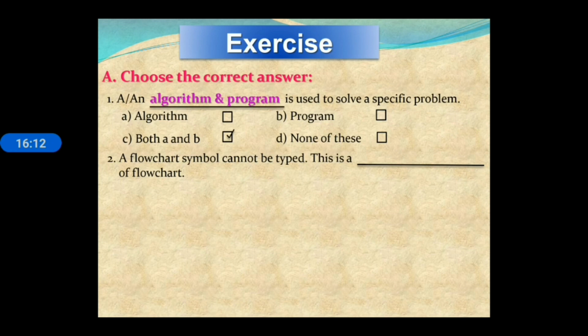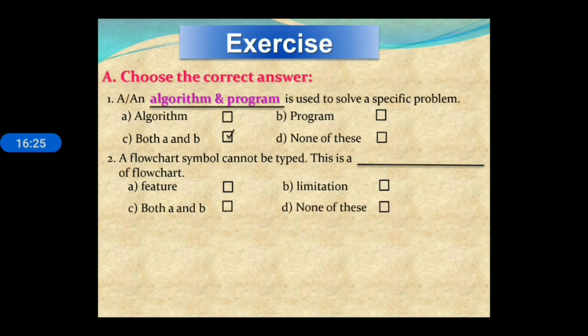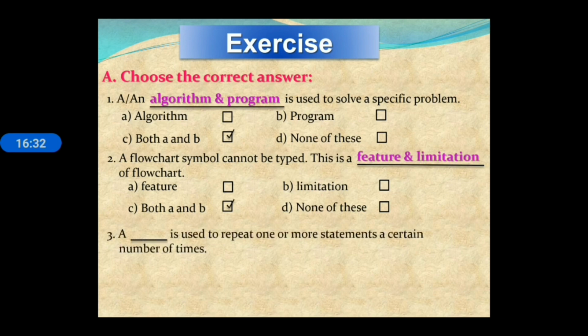Second question is, a flowchart symbol cannot be typed. This is a dash of a flowchart. Options are feature, limitation, both A and B, none of these. And the answer is both A and B, feature and limitation. Third one, a dash is used to repeat one or more statements a certain number of times. Options are loop, algorithm, flowchart, program. And the answer is loop.